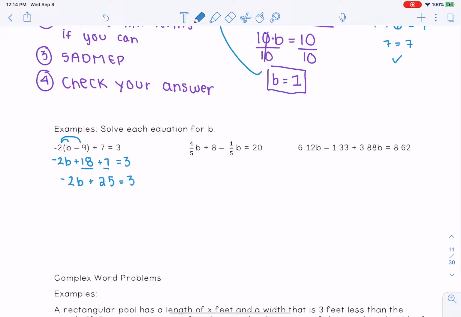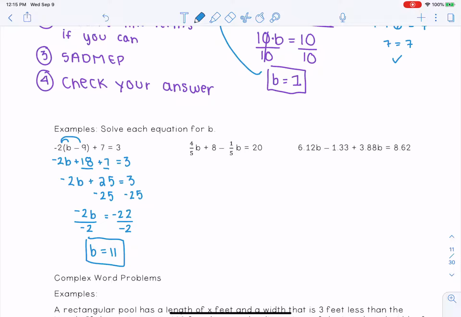And now reverse PEMDAS or SADMAP. Subtraction comes first. Negative 2b equals 3 minus 25, which is negative 22. Divide both sides by negative 2. So I get b equals 11. And then you can always go back, plug 11 back in, make sure it works.